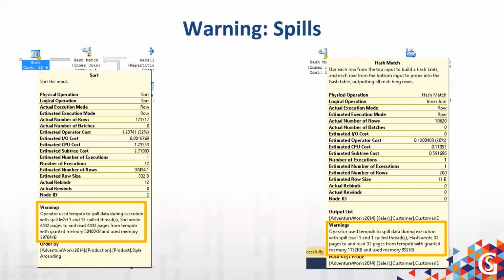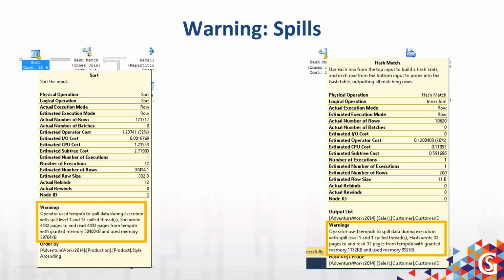And before you could only see the first sentence here, before the comma. If you got, in any previous version, a spill on a sort, you would see that the operator used TempDB to spill with spill level 1. Spill level 1 is not very self-explanatory. It's documented, but it's not very explanatory. So what we've added is all this other information.